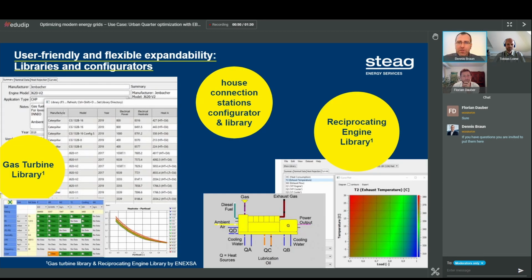And I would like to finish with this picture here. It was user-friendly because it could also use the gas turbine library. It could also use the reciprocating engine library. That is all what Tobias mentioned from Anexa in Austria, standardized modules that we can use there. And finally, as part of the development of that project, a house connection stations configurator and a library. So you added a feature there to have it easier during the project and in the future. I think that is very impressive.